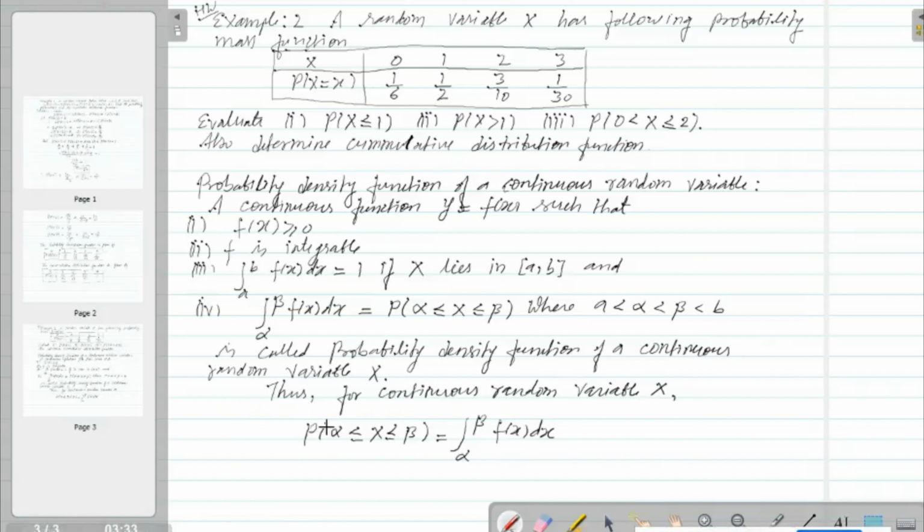So we will remember this formula. This is the important formula for you, so please remember this. Now let us do a problem based on this, then you can understand it better. Let's go to the next page.